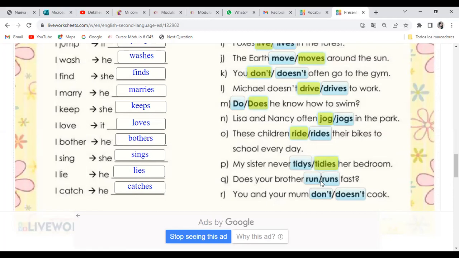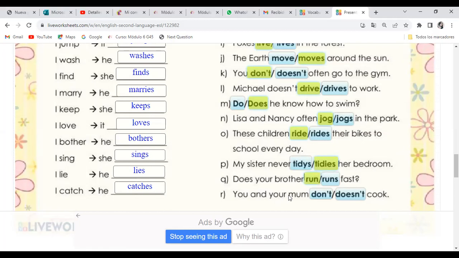Any idea? Run. Does your brother run? Yes, porque como ya está el auxiliar, chicos, recuerden que cuando hay un auxiliar, ya sea el does en pregunta, el do o el don't o el doesn't en forma negativa, el verbo no se altera. No importa si va conjugado con he, she or it. Si está negativo o en pregunta, el verbo se queda igual.